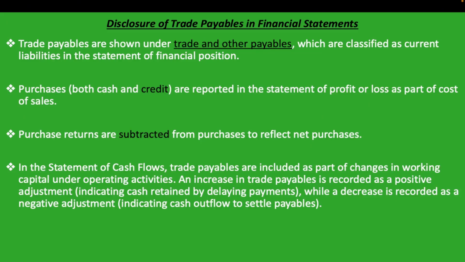But if you don't know or you've not done it before, then you might want to check out a lesson on the statement of cash flows, which we've done as well, and you'll be able to see where trade payables comes in there. But you will note that it does go under the operating activities section and it's part of working capital. An increase in trade payables is recorded as a positive adjustment, indicating cash retained by delaying payments. And so if there's an increase in trade payables from the previous year to the current year, or from the previous period to the current period, then that is a positive in the statement of cash flows.